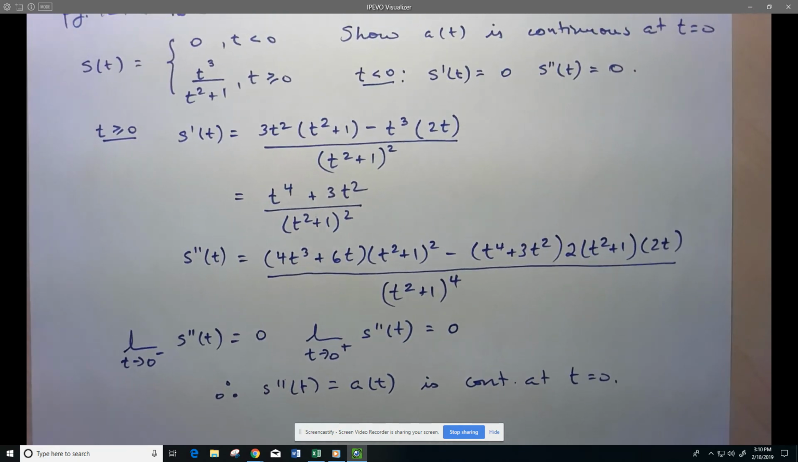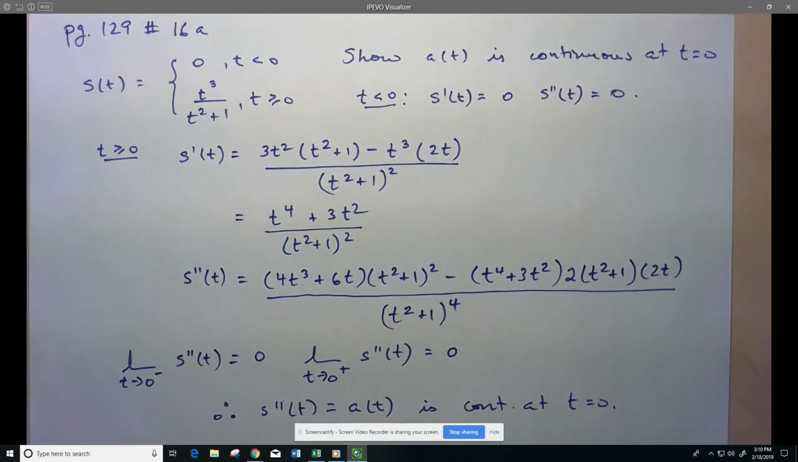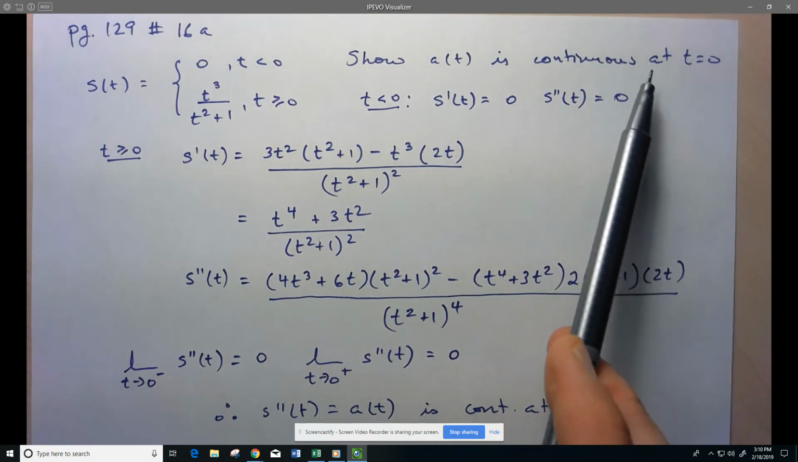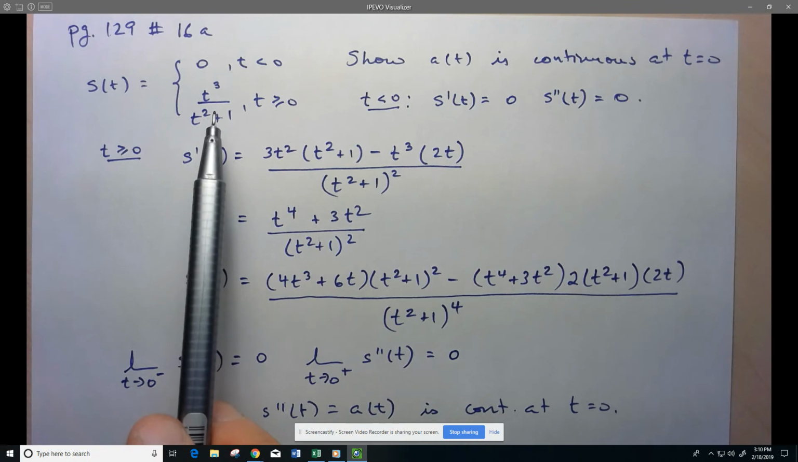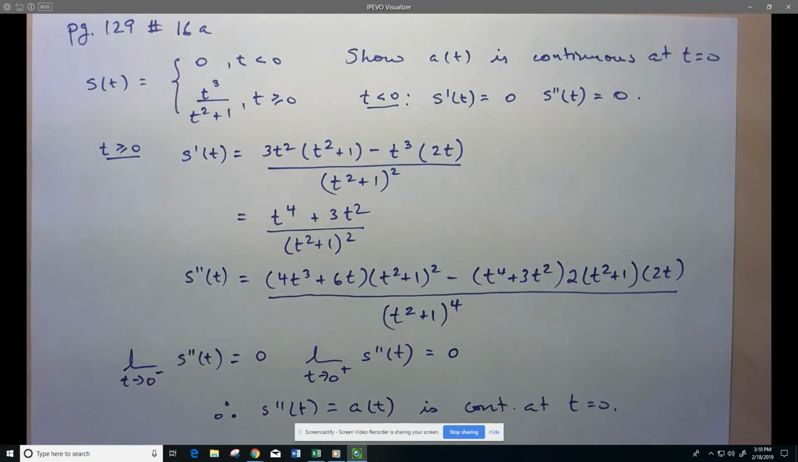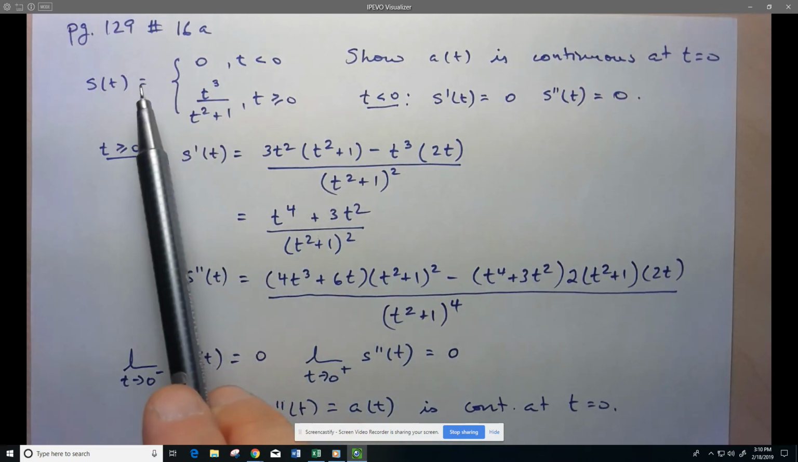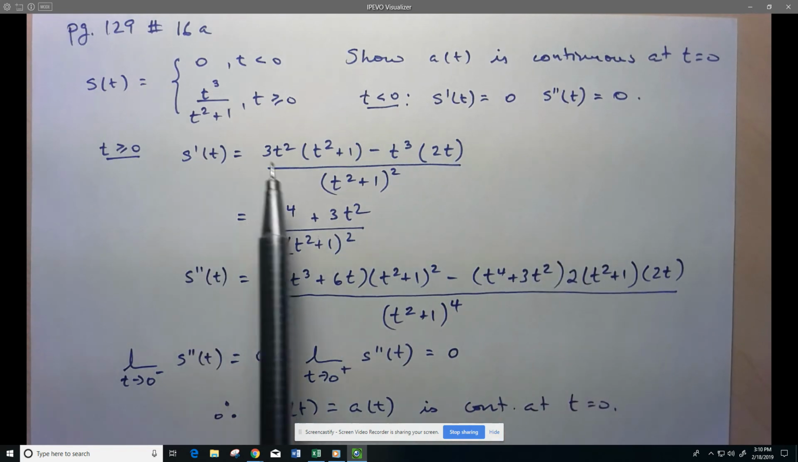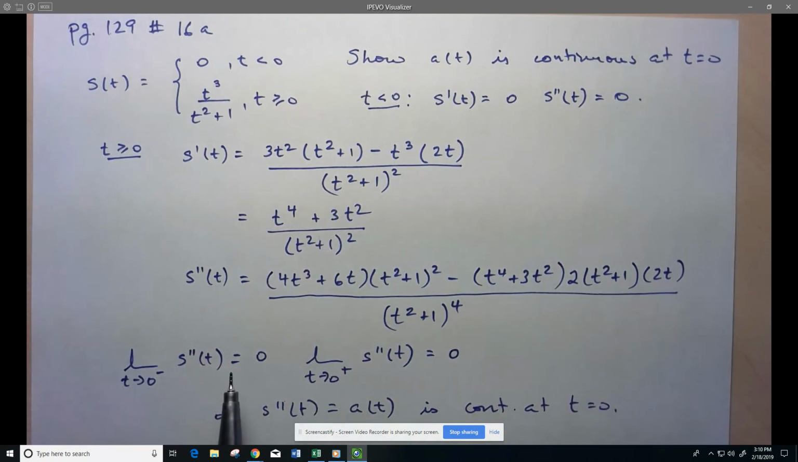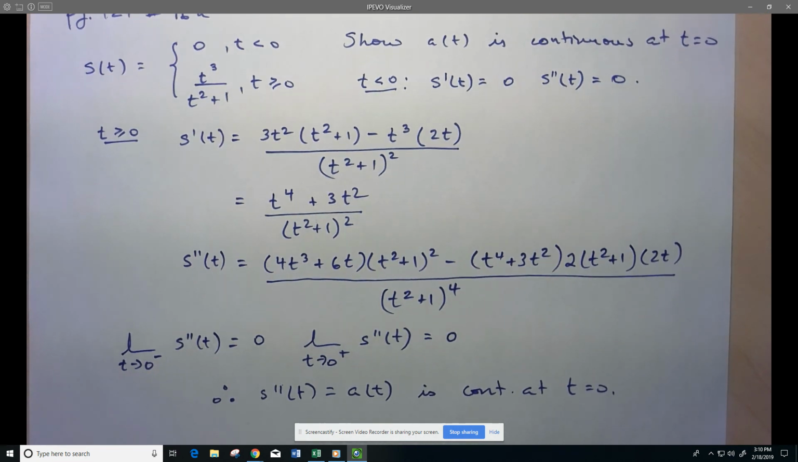All right, let's just recap. Step number 1 was to realize that because we were looking for continuity where the function changes definition, I had to check the left-handed and right-handed limit. In order to do that, I had to find the acceleration function. From the left, very easy, just equal to 0. From the right, I had to use the quotient rule a couple of times, but in the end, we saw that whether I approach the acceleration from the left side or from the right side at 0, I get the same result. So it's continuous. All right, that's it for this one.